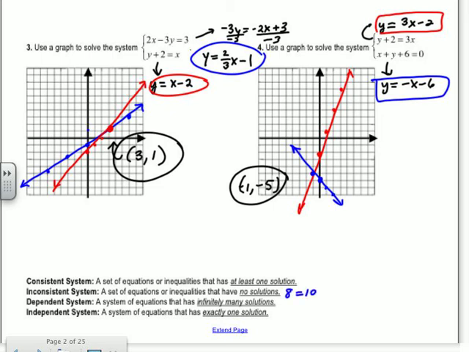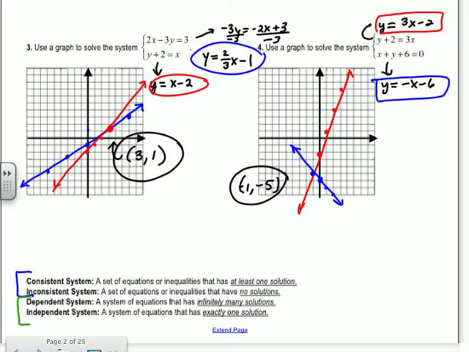All right, so that's inconsistent. So no solution. All right, a consistent system is one that comes up with a solution. So it has either one solution or an infinite number of solutions. So once you decide if something's consistent or inconsistent, then if it's consistent, you decide if it's dependent or independent.